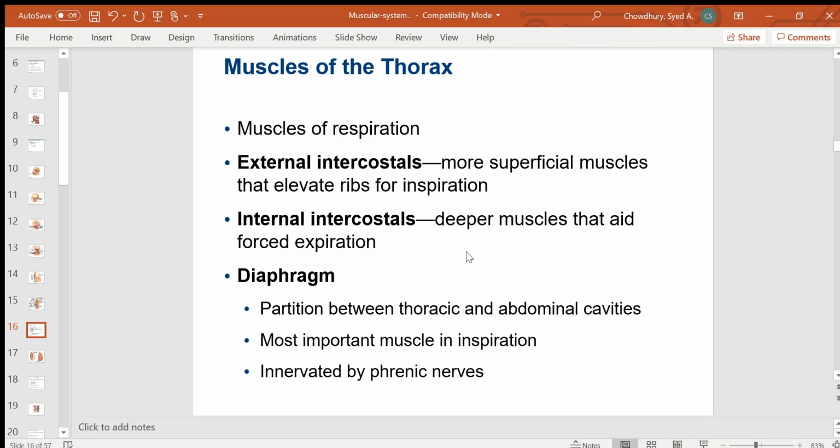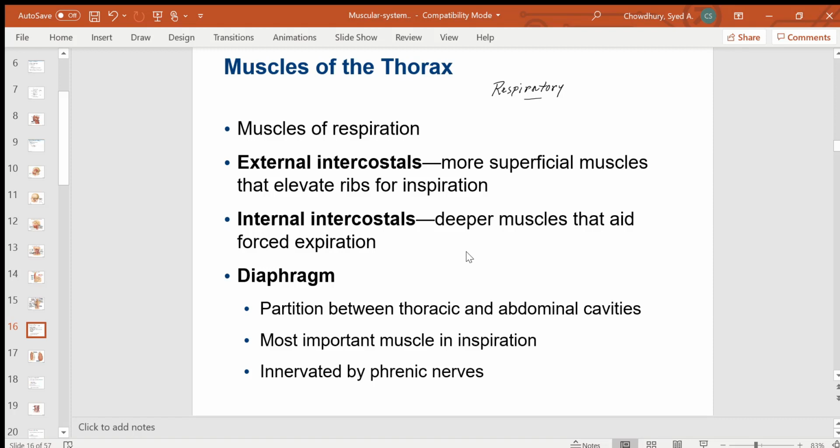Muscles of the thorax. Now, the muscles of your thorax can be divided into two groups. Respiratory muscles are the muscles that are directly involved in breathing. Respiratory group or respiratory muscles. So which muscles directly help you breathe?